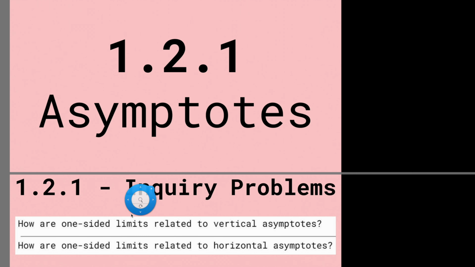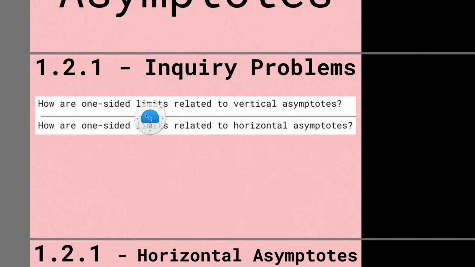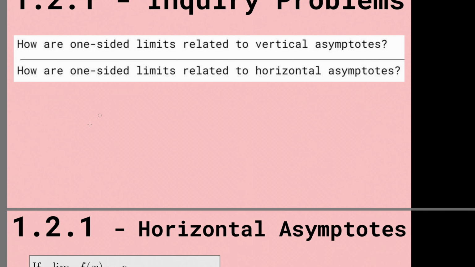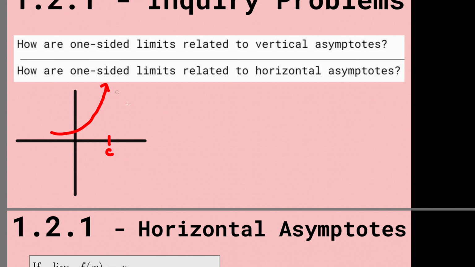So first thing we're going to do is start with right here. It says inquiry problems. So just problems to get you to think a little bit. And it says, how are one-sided limits related to vertical asymptotes? So the last section was all about one-sided limits. How are they related to vertical asymptotes? So I'm going to show you what this looks like. So I'm going to graph out a vertical asymptote. Let's just say we're going to do it at x equals c. It doesn't really matter. I guess it's just one asymptote right there at x equals c.